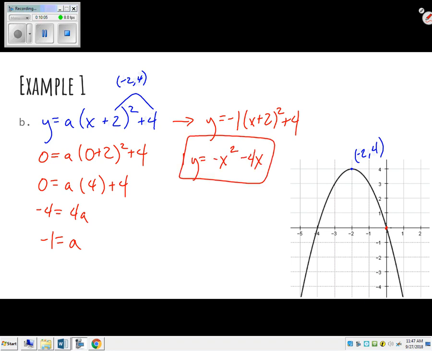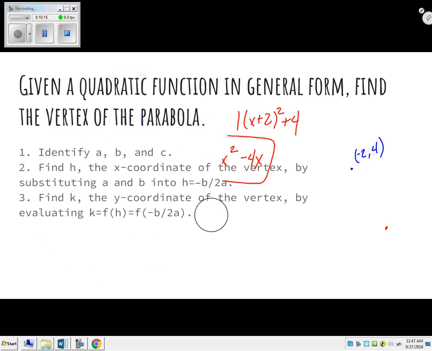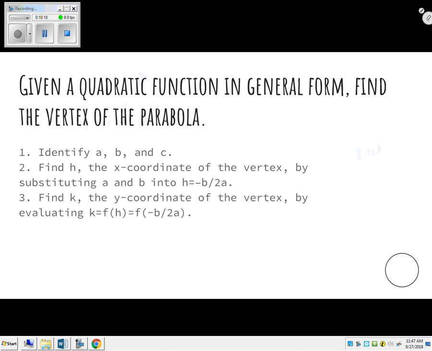So I got negative x squared minus 4x. I like going the other way better. I like graphing these. It's kind of tedious finding that a and getting everything plugged back in, expanded out. And we're going to be generally working with general form. We're not going to be doing a lot in standard form because we already did that in the last unit. So I want to work with this just in the general form.